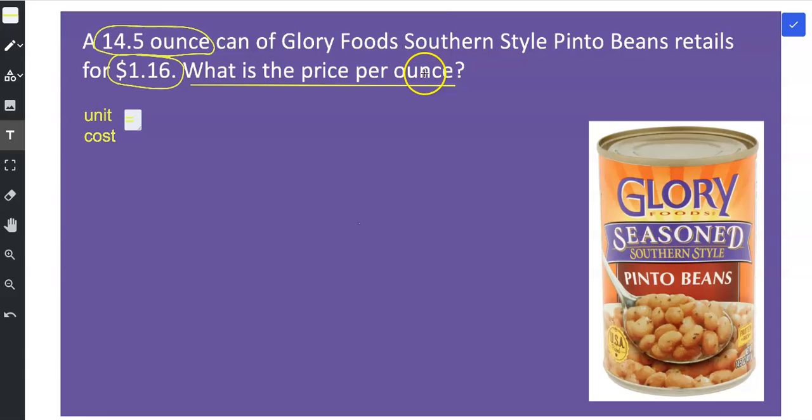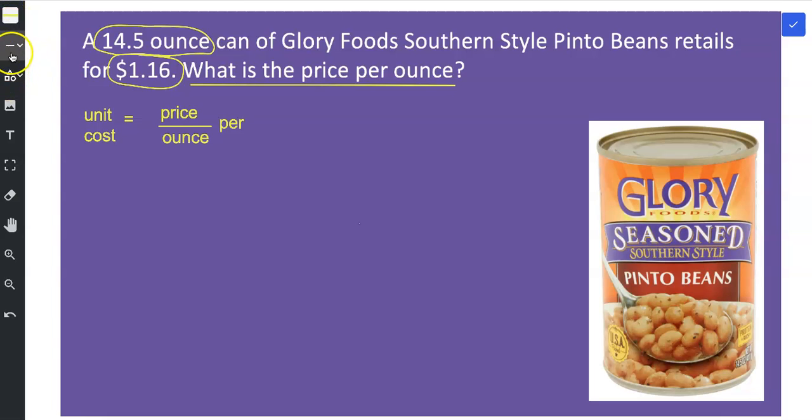And it tells us the order that we're supposed to divide these. It says price per ounce. So the price goes in the numerator since it's listed first. So I'll type price, and then ounce goes in the denominator since it's listed second. And then the word per goes alongside the fraction bar. So this reads price per ounce.